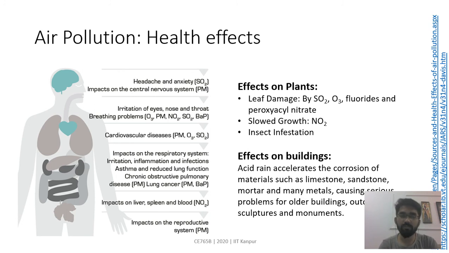So for example, on the upper head part, we have headache and anxiety, all due to sulfur dioxide, and then impacts on the central nervous system. It could be affected by PM because it contains lots of toxic substances. Then irritation of eyes, nose and throat, breathing problems, they could be due to O3, particulate matter and all. Then cardiovascular diseases, which could be caused by particulate matter or ozone and acetone.